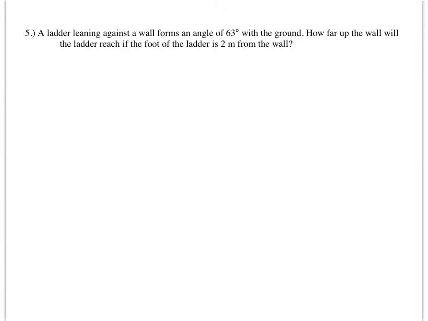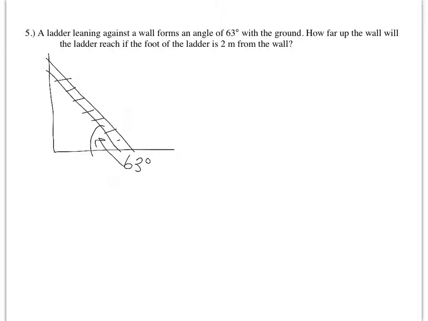All right, for this last question, we're going to need to draw a picture to see what's going on, and we have a ladder leaning against a wall. So here, sort of the wall and the floor, and there's our ladder. And the angle with the ground is 63 degrees. And we want to know how far up the wall the ladder will reach. And it's 2 meters from the wall right now.